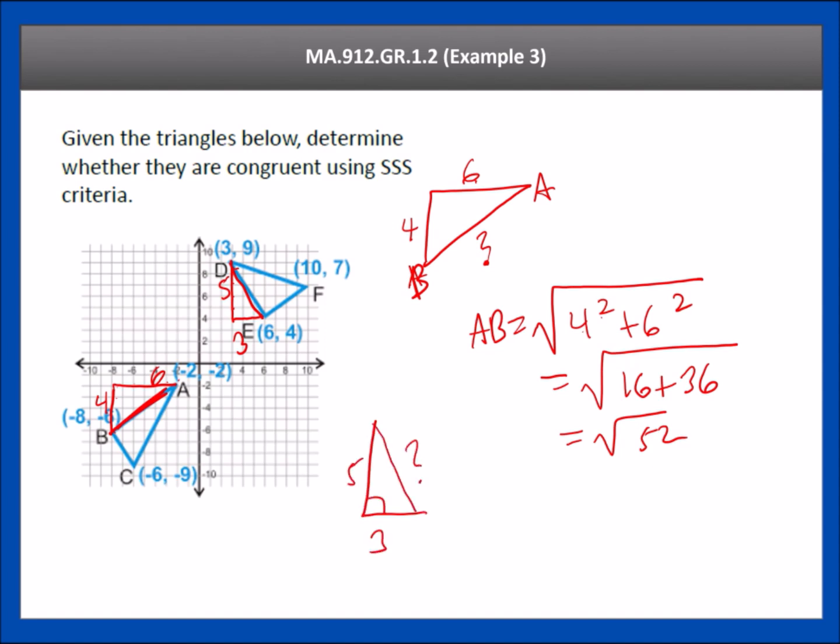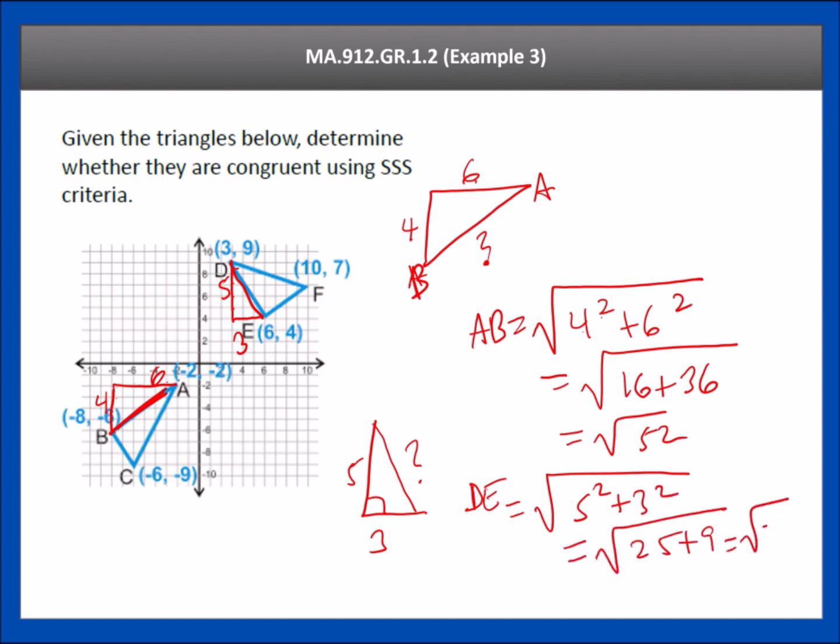So if I want to figure out what this length is, that's length DE, I need to do the square root of 5 squared plus 3 squared. So 5 times 5 is 25, 3 times 3 is 9. So this is square root of 34.